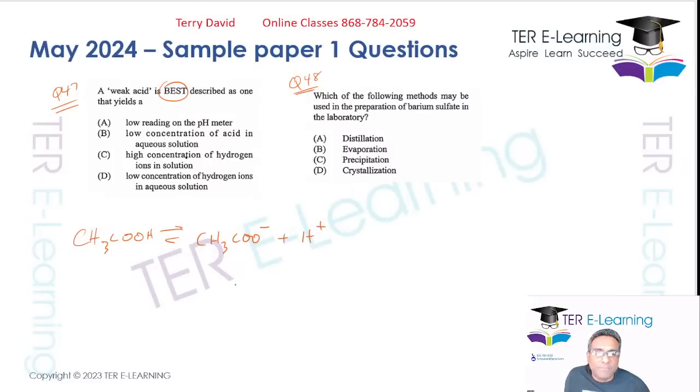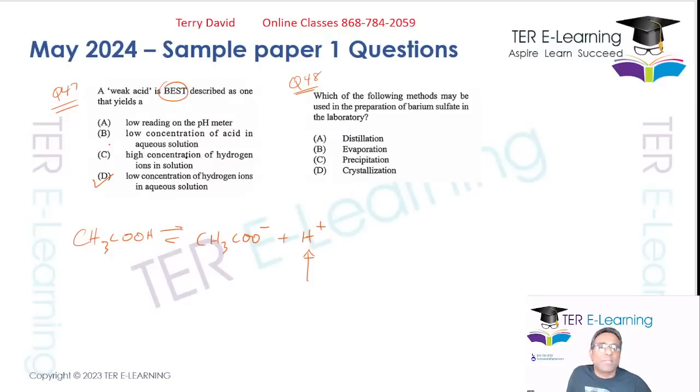So basically, it's partial ionization taking place. And when it comes to acidity, we're looking at how much H plus ions we have. So a low concentration of hydrogen ions in aqueous solution. The answer is going to be D, right?